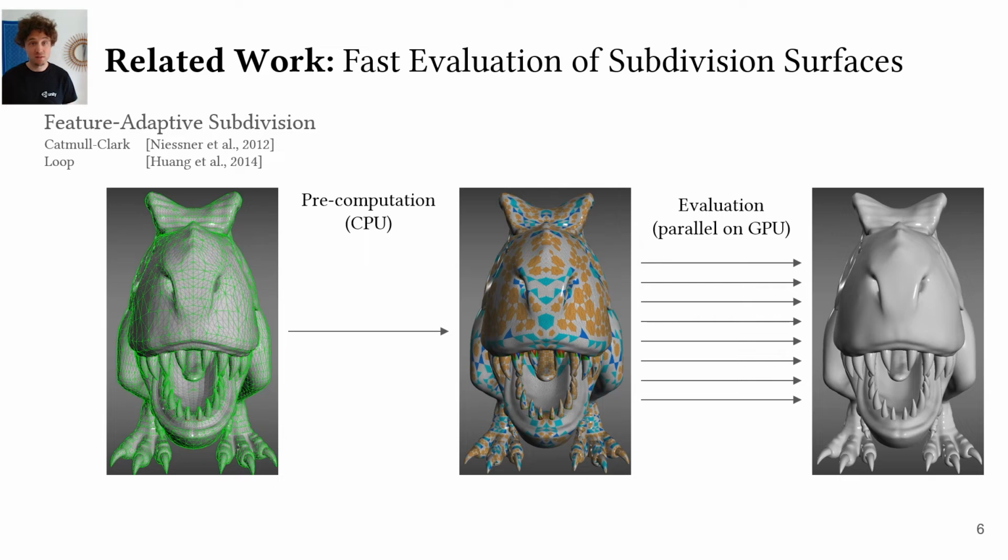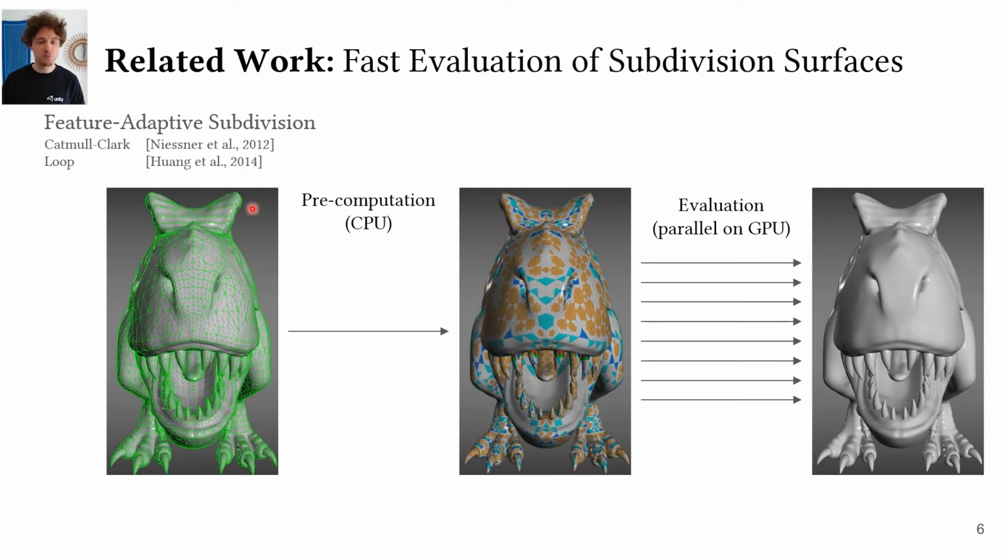Now, why is this so slow? Well, it is because feature adaptive subdivision functions in two steps. The second part, this one, evaluates the limit surface in a parallelizable and efficient manner. But it can do this only using pre-computed tables that evaluate local patches, respecting some topological constraints.